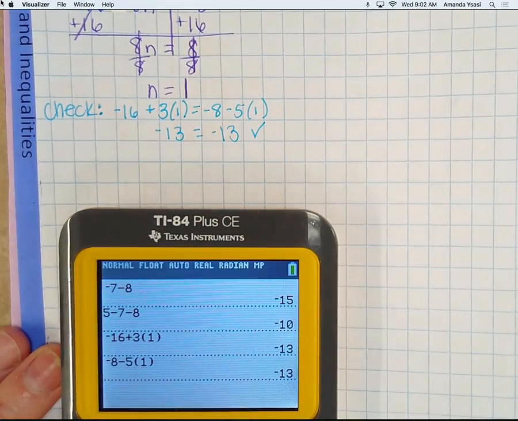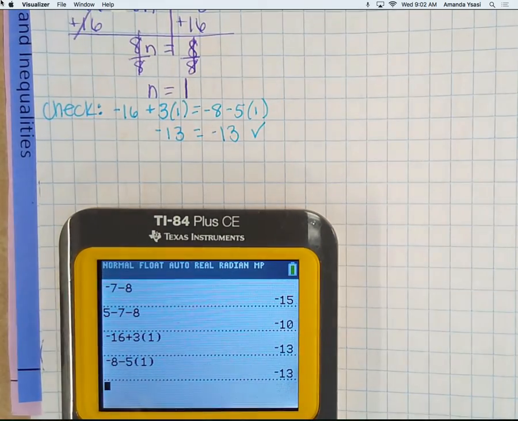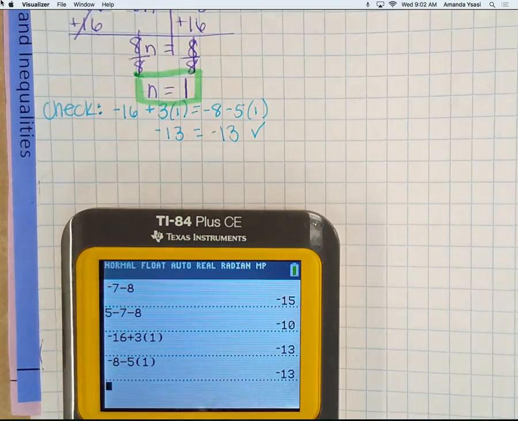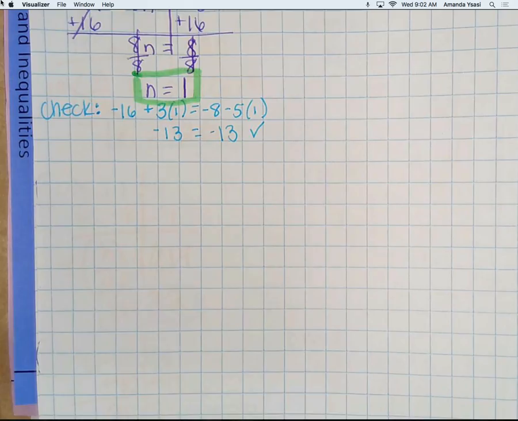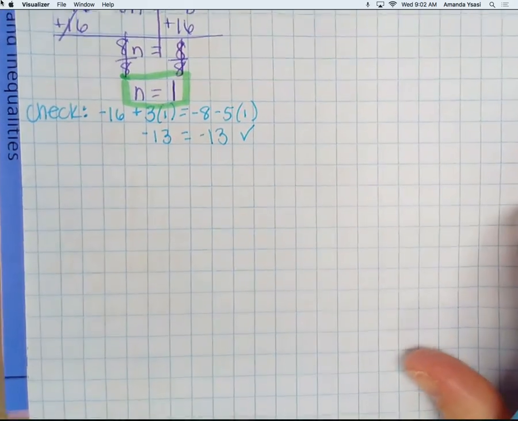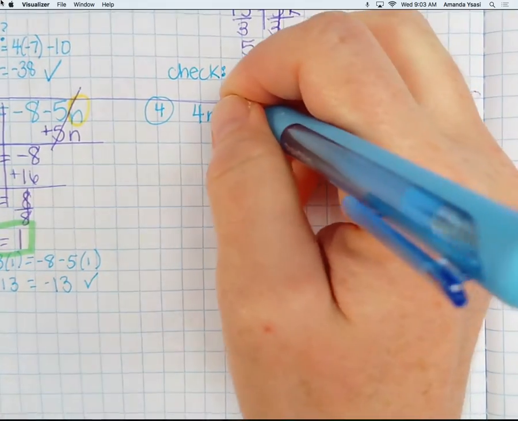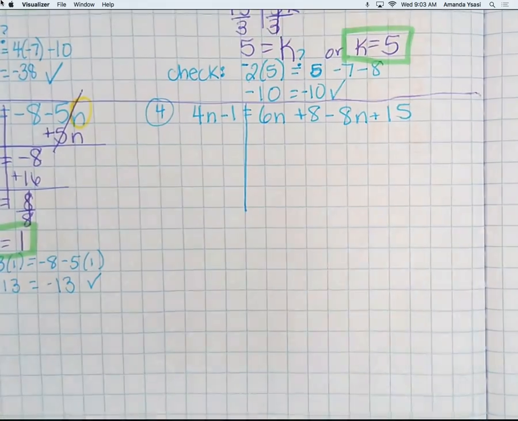So since they are equal on both sides, once you plug in n equals 1, n equals 1 is our solution. You're all getting the hang of it? Hopefully. Okay. Let's go to number 4. Draw your line down your equal sign.